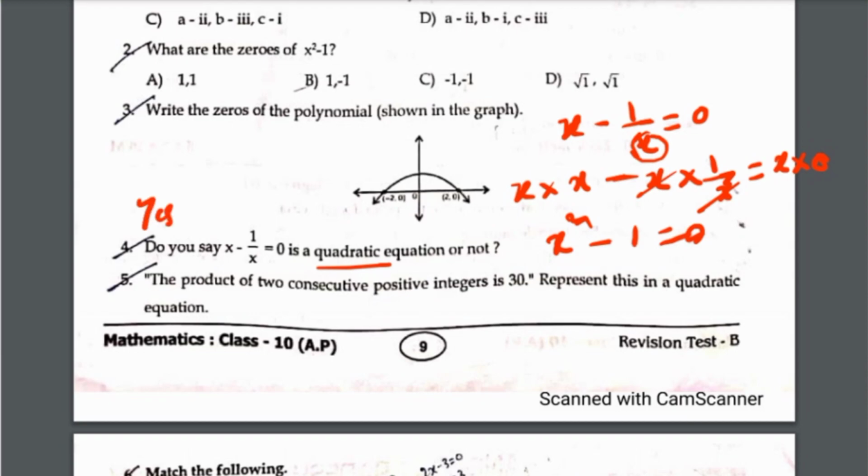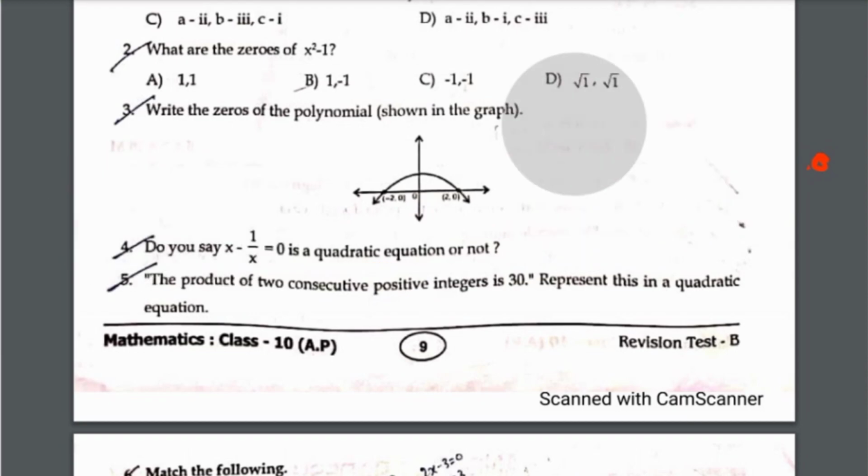Right. And a very important and very confusing one is this. The product of two consecutive integers is 30. Does it represent a quadratic equation? So I am going to take the two consecutive integers as x and x plus 1, because consecutive means a number and its next number.